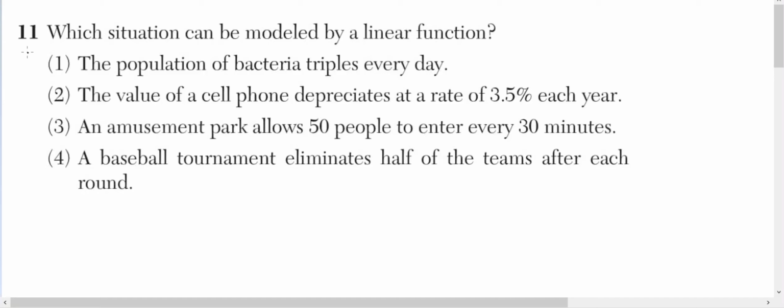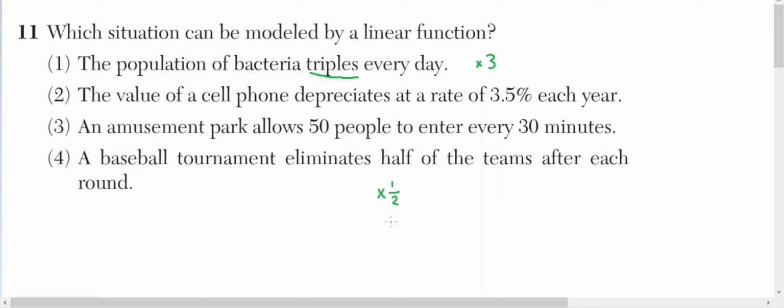So let's see if we can pick up on a pattern for comparing two of them and see if that extends to all the nonlinear, and by process of elimination we can find the linear one. So notice that for choice 1, the population of bacteria triples every day. So basically that means you get a times 3 multiplier here. And if we look at number 4, a baseball tournament eliminates half of the teams after each round. If you're modeling the number of teams based on the current round, you could think of that as a times 1/2 multiplier.